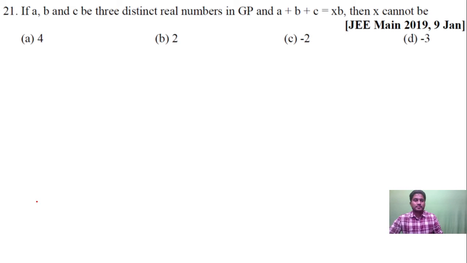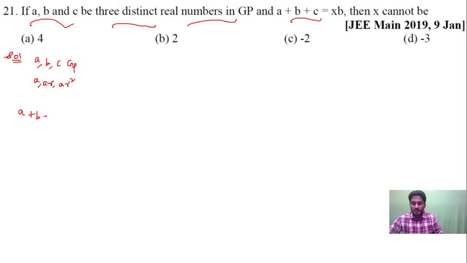Let's discuss this question, JEE Main questions on sequences and series, 2019 problems. It is given in the question that a, b, c are distinct real numbers in GP. So this means that a, b, c is in GP. This will take the form a, ar and ar square. Now it is given a plus b plus c is equal to x into b. I'm supposed to find the value of x which x cannot be.